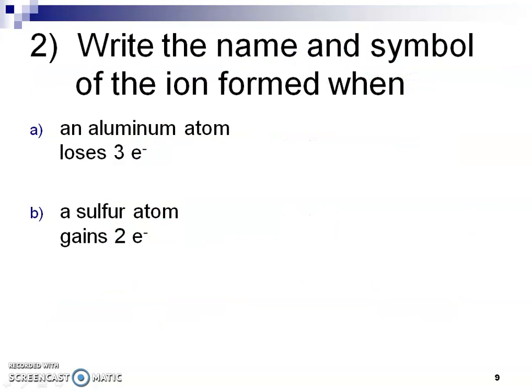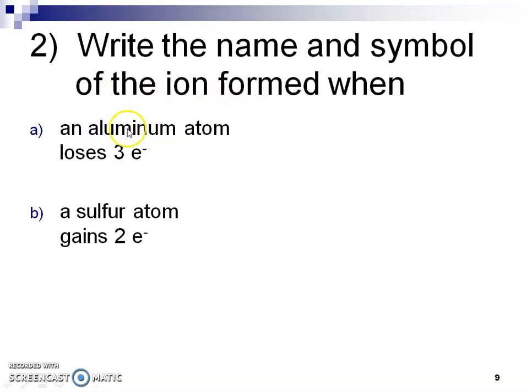So again, number 2, A and B, if you want to pause and try it yourself, or listen to A and then pause and do B. So again, I'm taking my time to explain these because the more you understand now, the easier Chapter 9, when we write and name compound formulas, is going to be. All right, so we need to write the name and the symbol with the charge of the ion formed.